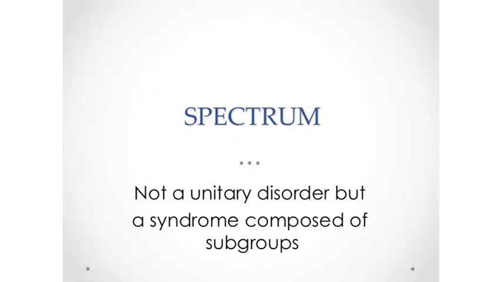So in preparing for this talk and thinking about these things, I wondered, why do people use this term spectrum? I know about visual spectrums and those sorts of things, but I didn't really know that the term spectrum, when it comes to different kinds of conditions, carries the idea that it might not be a unitary disorder, but a syndrome composed of subgroups.